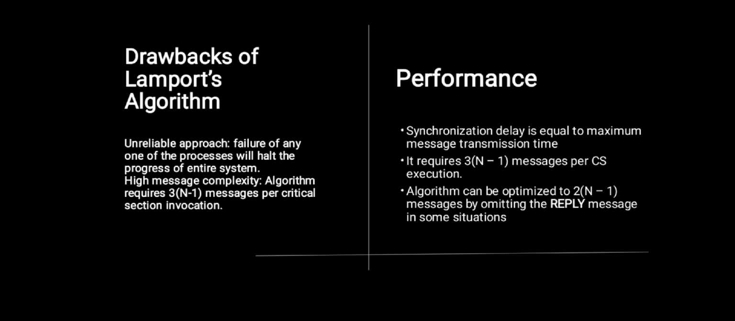There are two drawbacks of the algorithm: the unreliable approach and the high message complexity. In the unreliable approach, failure of any one of the processes will halt the process of the entire system. In high message complexity, the algorithm requires 3(N-1) messages per critical section invocation.